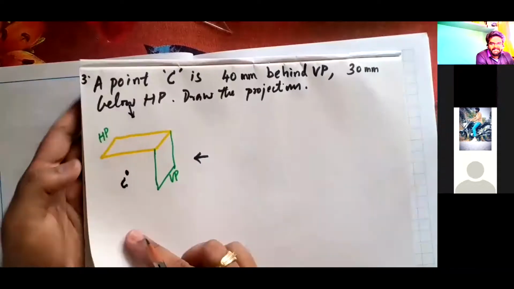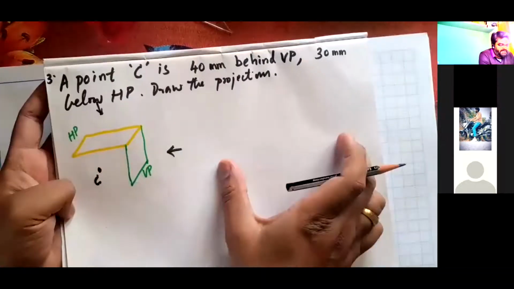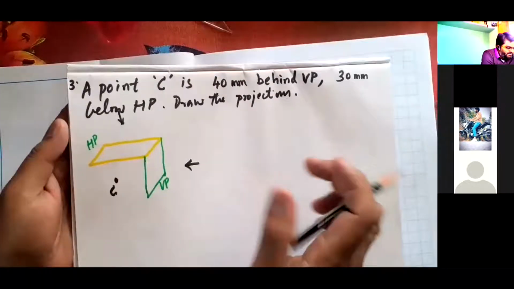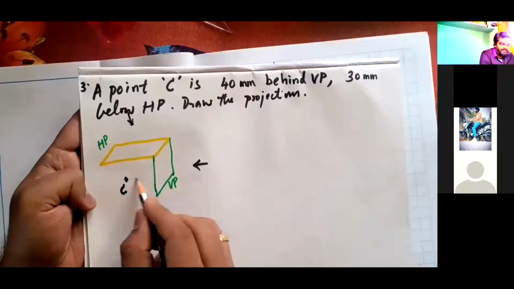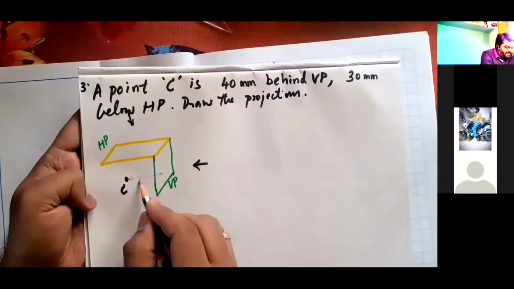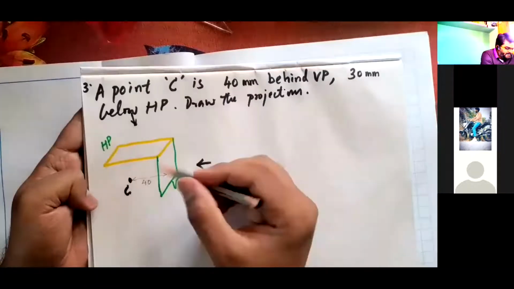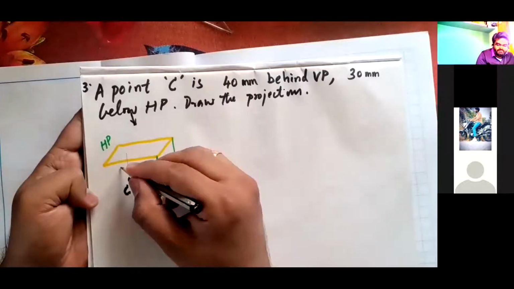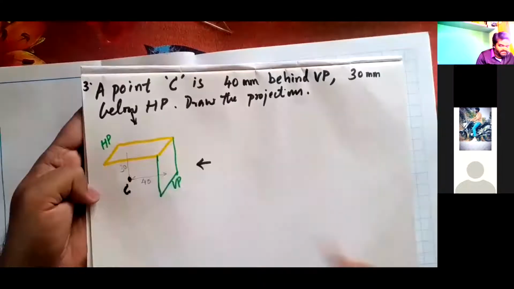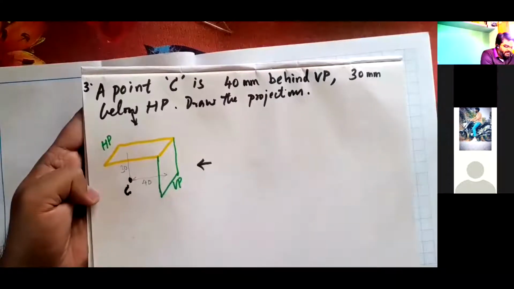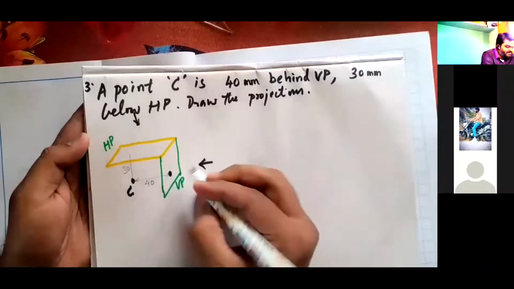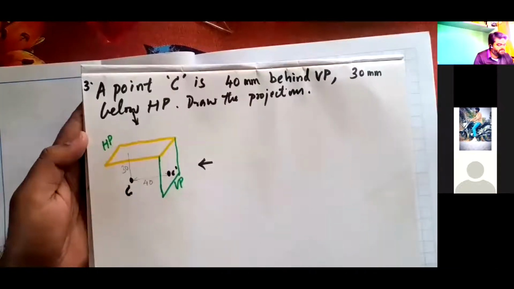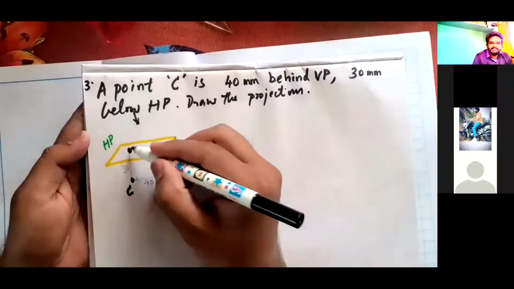That's all. So 40 mm behind VP. So behind VP 40 mm from VP. This is the distance 40. 30 mm below HP. From here it is 30. So if I see the object now from the front view, before only I'm drawing this and naming it as C dash, and here also before only I'm seeing the object and then naming it as C.